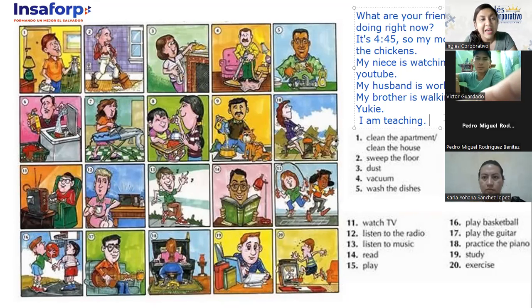¿Cuántas? At least five. Por lo menos cinco. At least five sentences. Okay. At least. Por lo menos. Minimum. Minimum five. But there's no limit. You can write 10. You can write 20. And that would be wonderful. Fantastic.